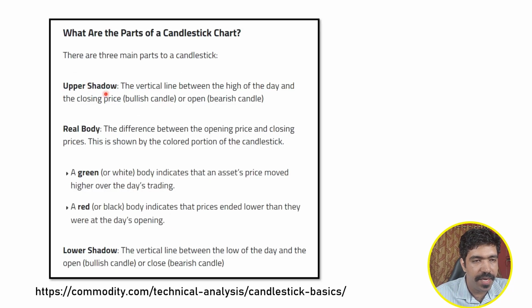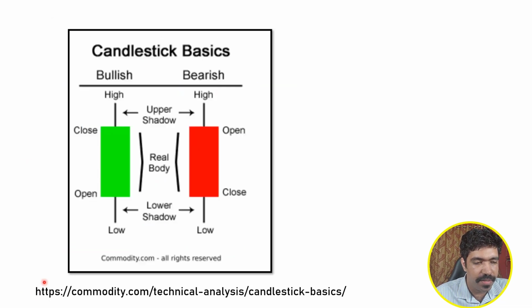In this case, we have the upper shadow, the vertical line between the high of the day and the closing price, for both the bullish and the bearish cases. The real body is the difference between the opening price and closing price. This is shown by the colored portion of the candlestick. Here you can see that this is the real body of the candle; this is the green, the bullish candle, and this is the red candle, which is the bearish candle.